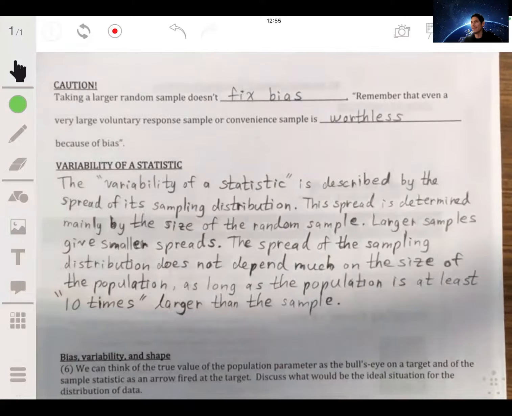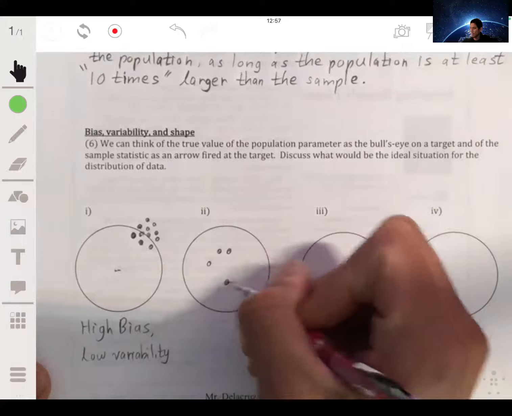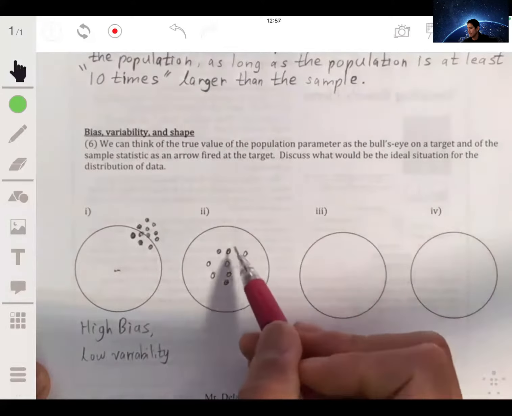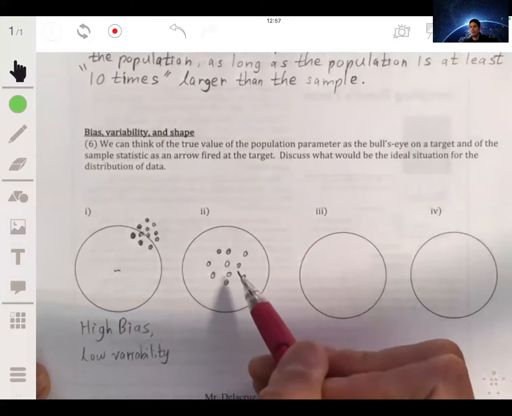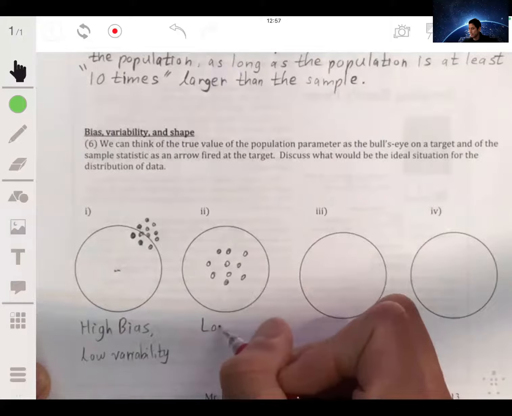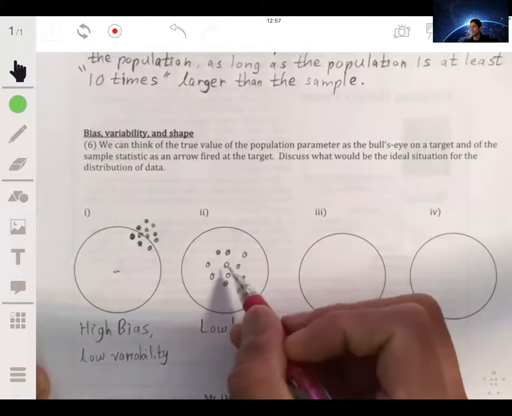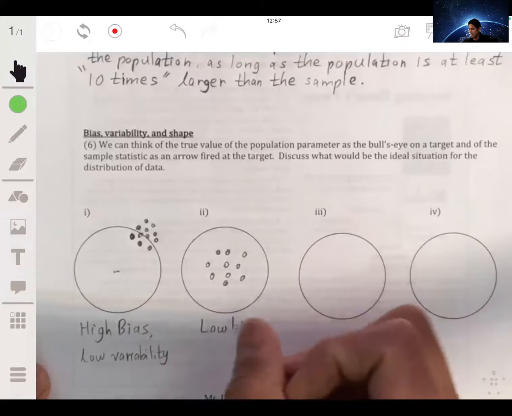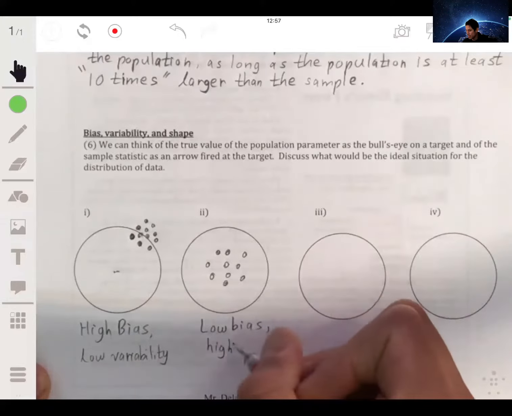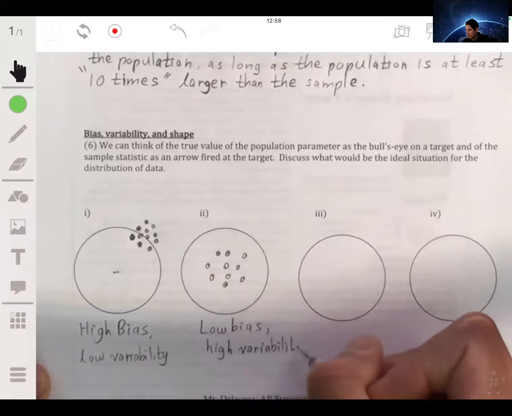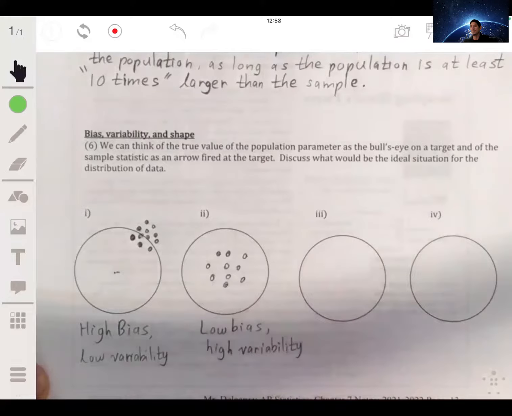Now let's take another case. Maybe our shots would go like this. We'd be up there, maybe one over there. So they're all kind of around the middle. We're not really biased in any particular direction. We have low bias. We're not consistently shooting up or below or left or right. But we have high variability, because our shots are varying in all different directions.